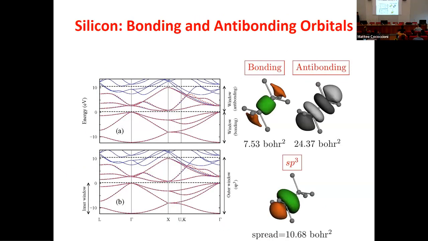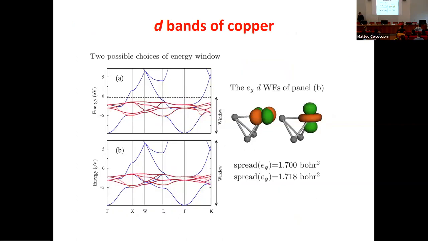So, maybe we say we want to disentangle a manifold of dimension 4 using states in this energy window here. And what we get, I never knew why it's black and white, but somehow it's black and white, is something that looks a lot now like an anti-bonding Wannier function, as much as the one that we got from this 4 was a bonding Wannier function. Or maybe we want to mix all of this and get a manifold of dimensionality 8. And that, you see, is very satisfactory. We get the sp3 tight-binding basis of our Wannier functions.